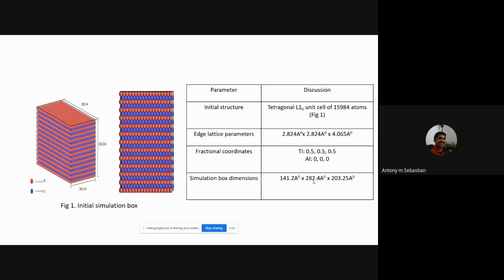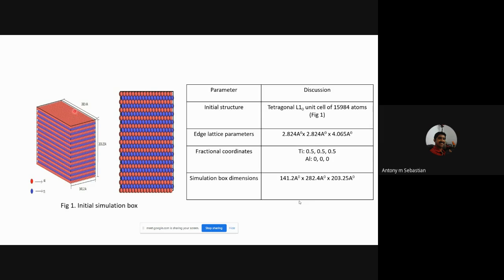So for the parameters of the initial simulation box, as you can see, I have shown here the initial simulation box of this whole simulation which I've done. The structure is a tetragonal L10 unit cell. Aluminium atoms are colored in red and titanium atoms are colored in blue. This whole structure consists of 15,984 atoms. The lattice parameter values are 2.84 angstrom in the X and Y directions and 4.065 angstrom in the Z direction. And the fractional coordinates are there to describe the tetragonal L10 unit cell structure.